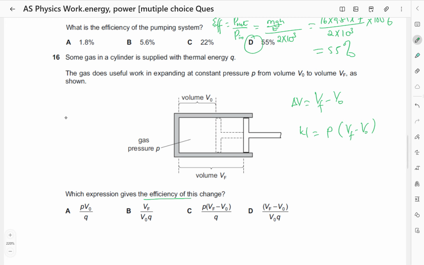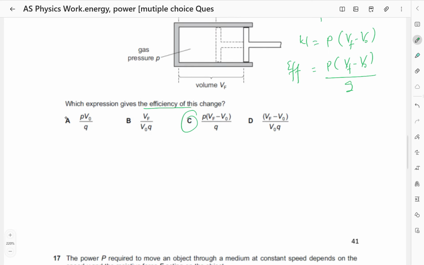But the work input is given as some gas in a cylinder is supplied with thermal energy Q. So the energy input is Q. So efficiency is going to be the energy output, which is the work done, pressure times Vf minus V naught, over the energy input, which is equal to Q. So our answer is automatically going to be C for the efficiency.